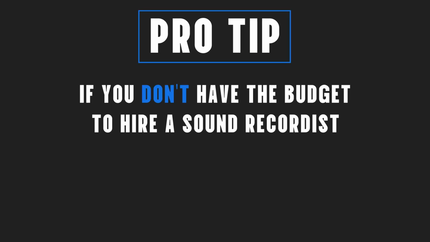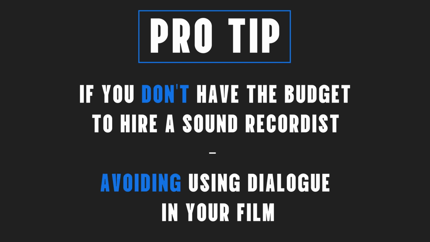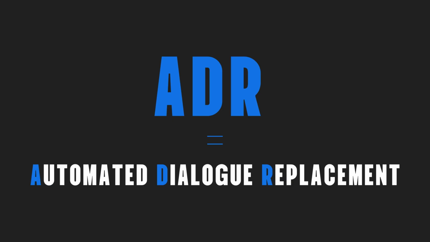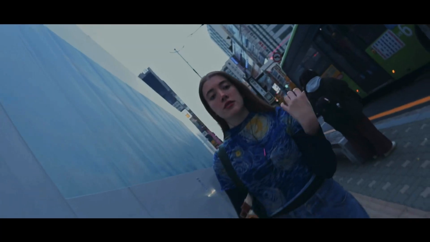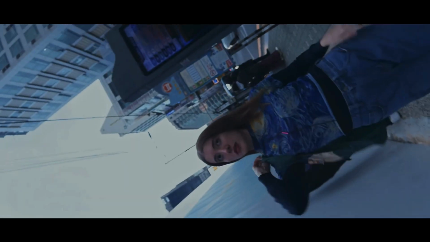If you don't have the budget to hire a sound recordist or an audio professional, then try to avoid using dialogue in your film. It'll save you the headache of having to re-record dialogue later in a process called ADR, and you can just shoot with no audio person and do all of the sounds later by yourself. It is a huge money saver, but also it'll allow you to make sure that you get good audio despite your lower budget.